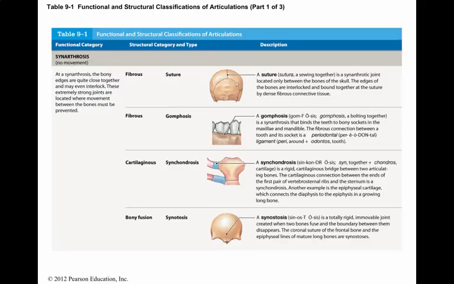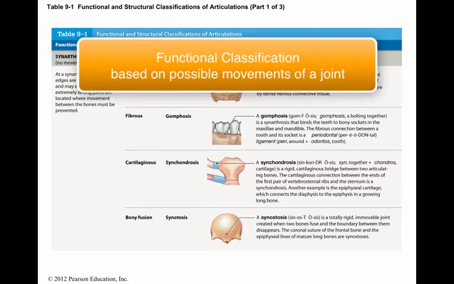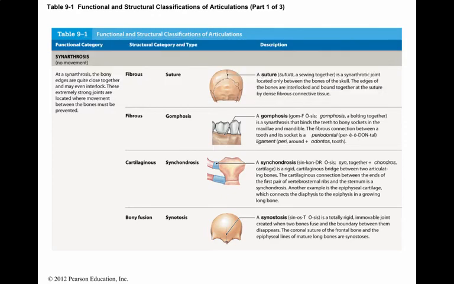Two classification methods are used to categorize joints. One way to categorize joints is based on function and on the amount of movement possible between two bones. There are three functional groups. The synarthrosis is an immovable joint, which can be either fibrous or cartilaginous.